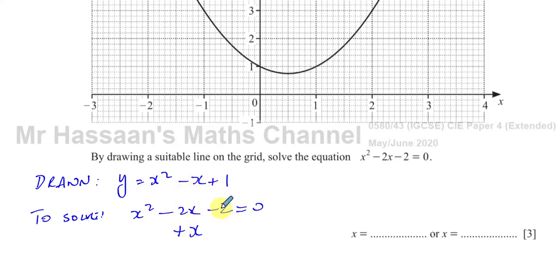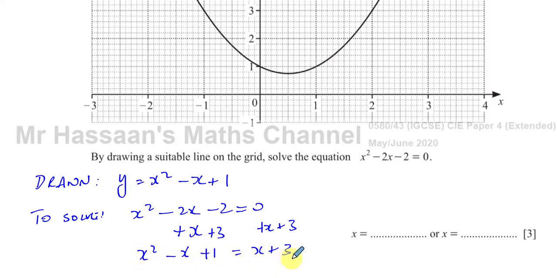And the negative 2 has to become positive 1. How do I make negative 2 positive 1? Well, I have to add 3 to it. If I add 3 to this, I'm going to have minus 2 plus 3, which is plus 1. As we know, what we do to one side of an equation, we must do to the other. So on the other side, I also have to add x and add 3. So I'll end up with x squared minus x plus 1 equals x plus 3.